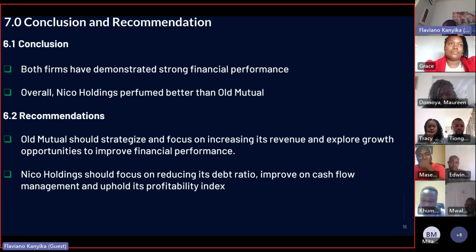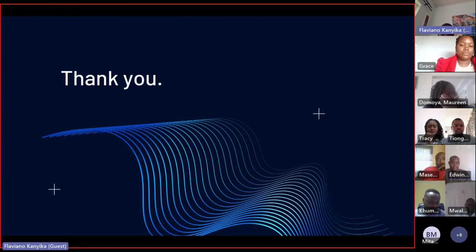Conclusions and recommendations. Both firms have demonstrated strong financial performance. Overall, NICO Holdings performed much better than Old Mutual. In terms of recommendations, Old Mutual should strategize and focus on increasing its revenue and explore growth opportunities to improve financial performance. NICO Holdings should focus on reducing its debt ratio, improve on cash flow management, and uphold its profitability index. Thank you.